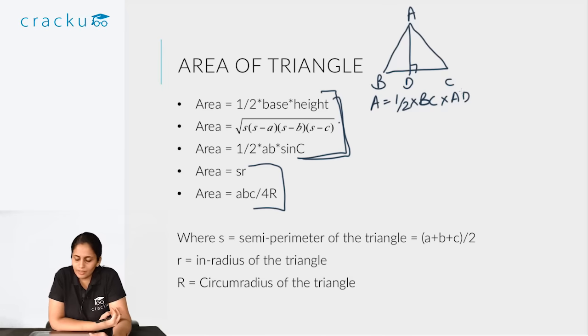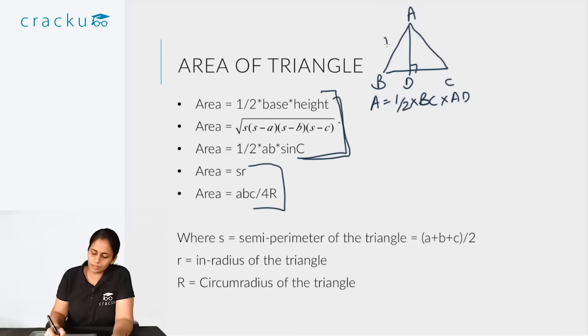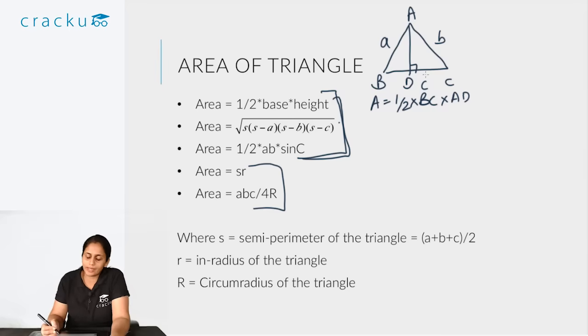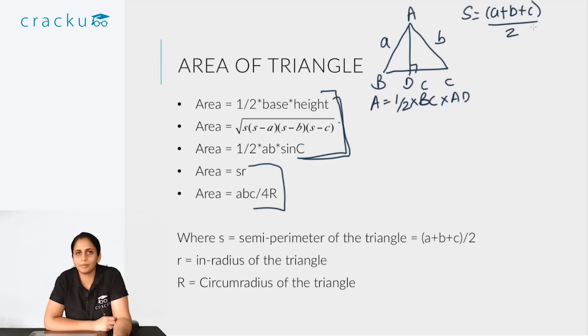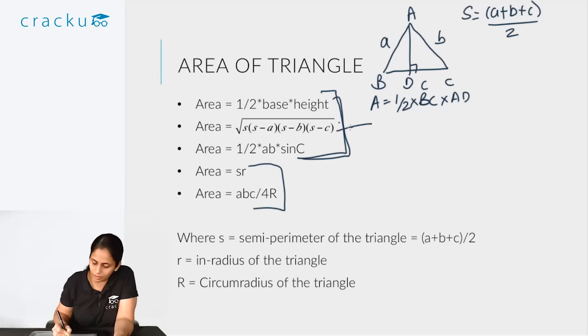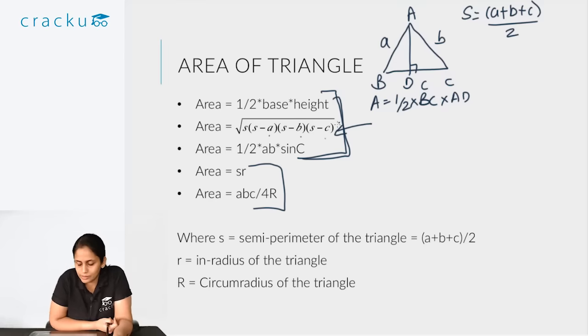Now suppose you don't have the height of the triangle, but you are given all the three lengths of the triangle. Suppose you have a, b, c, then what should you do? In case you have all the three lengths of the triangle, you can just calculate the semi-perimeter. You know the perimeter is the sum of all three sides of the triangle, so semi-perimeter is just the sum of all three sides divided by 2. Given the semi-perimeter of the triangle, you can use this formula, and here a, b, c are the lengths of the three sides. Using this formula, you can calculate the area of the triangle.